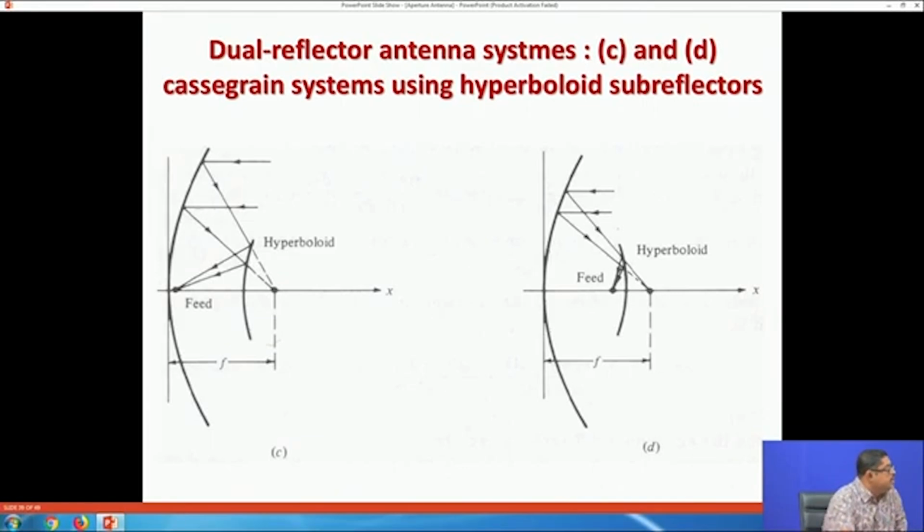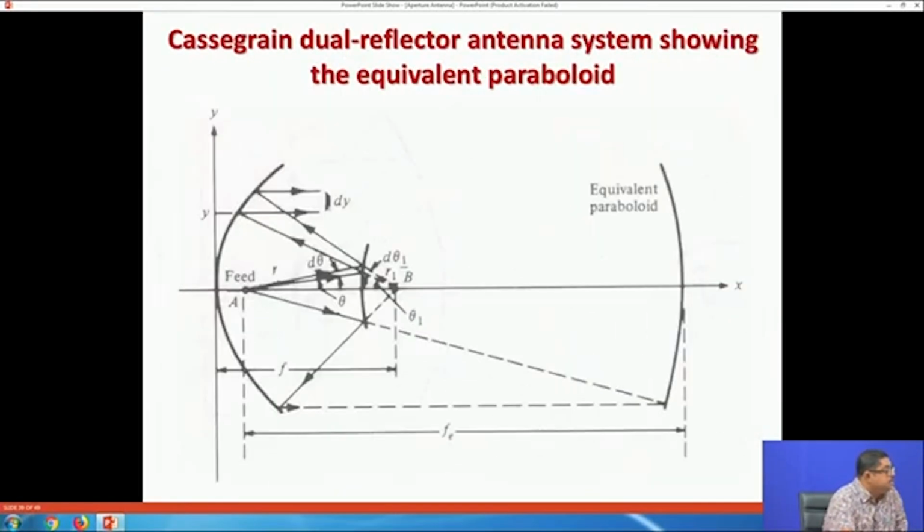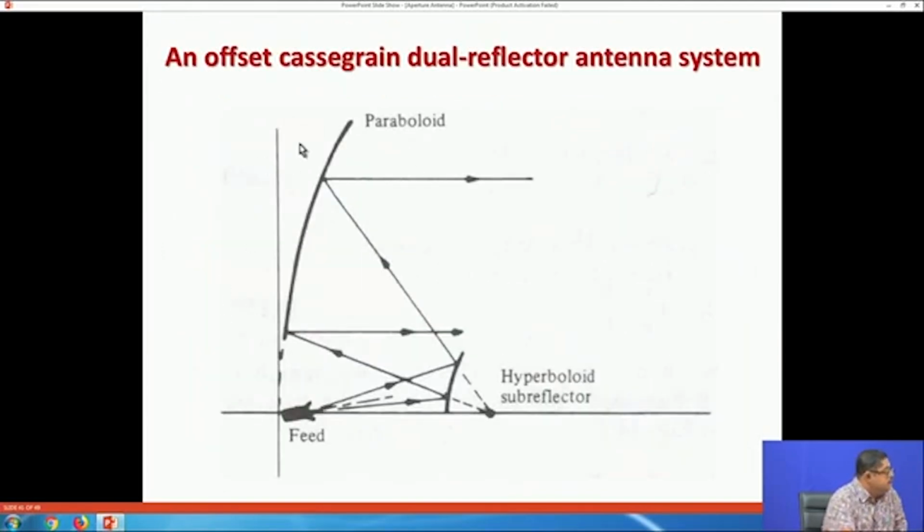So, I think there is some offset. No, this is not that. This is an offset Cassegrain dual reflector antenna system. So, you see the feed is not looking at the ground. So, this paraboloid can be shaped. So, now the total rays are neither blocked by the hyperboloid nor blocked by the feed.